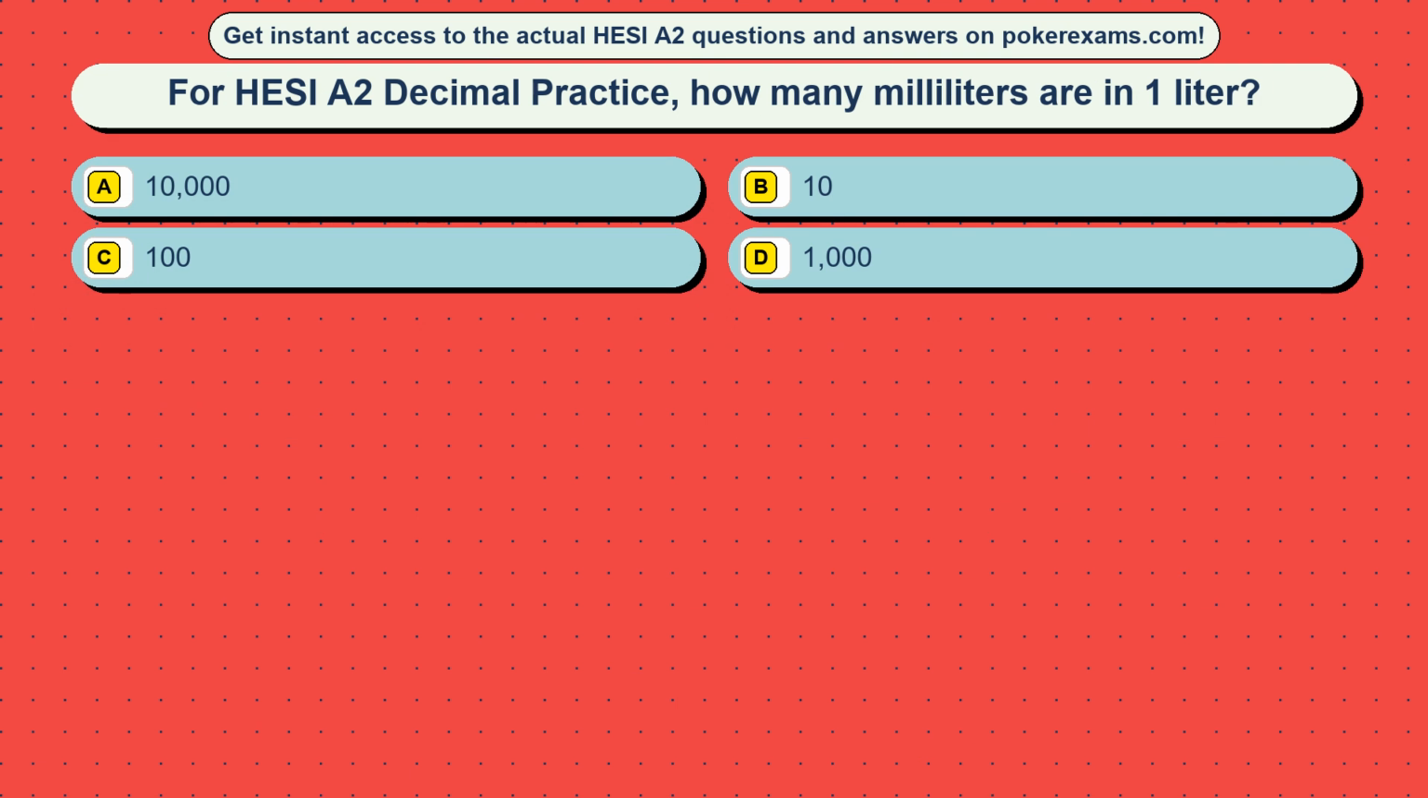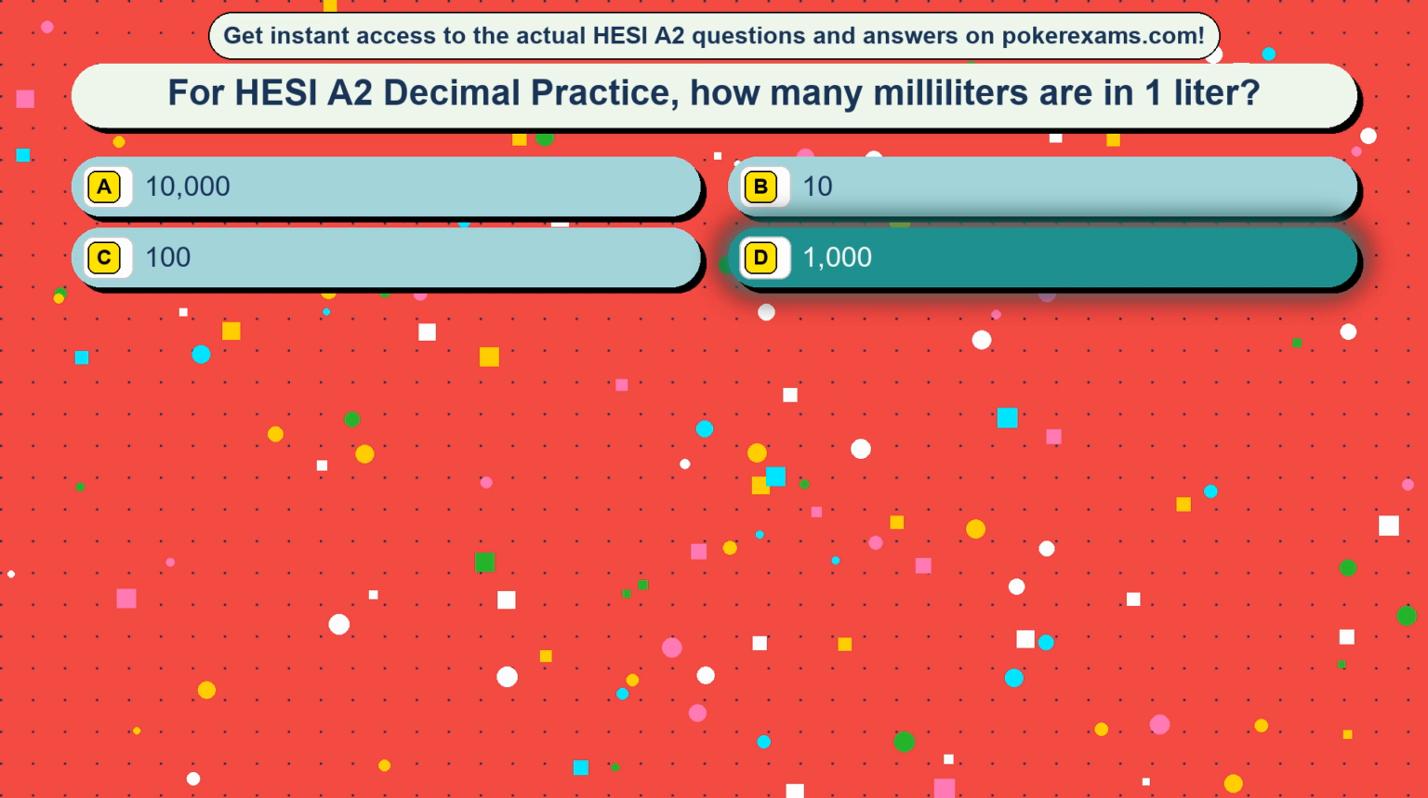Question 12. For HESI A2 decimal practice, how many milliliters are in 1 liter? Option A, 10,000. Option B, 10. Option C, 100. Option D, 1,000. The correct answer is option D, 1,000.